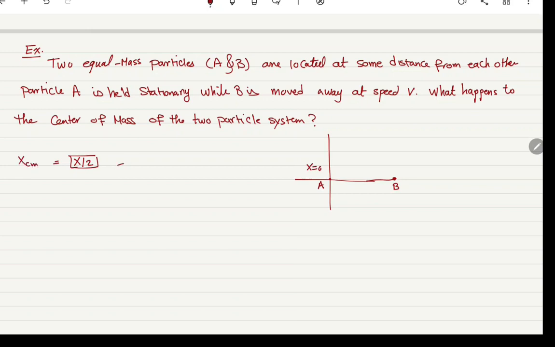Now, if v equals delta x over delta t, the position of B is changing, which means the center of mass is changing as well. In this case, v center of mass equals delta x over 2, over delta t, or simply it's equal to half v.